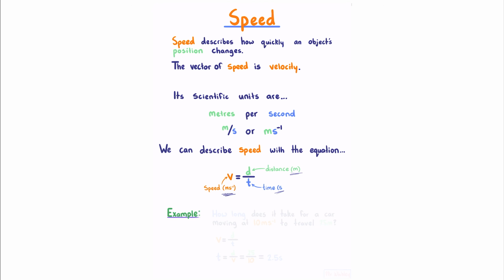Using this equation in an example, how long does it take for a car moving at 10 meters per second to travel 25 meters? Using the equation, velocity is distance over time, which we can rearrange for t, substitute in our distance and velocity, which gives us 2.5 seconds.